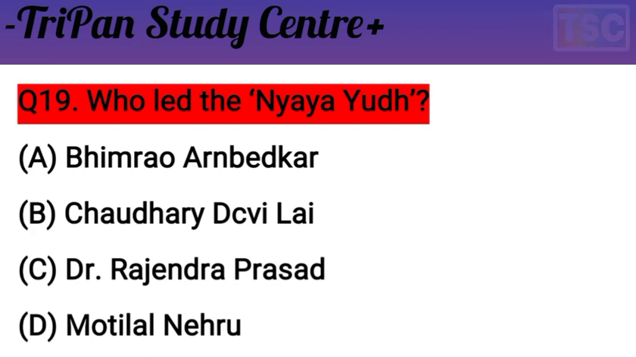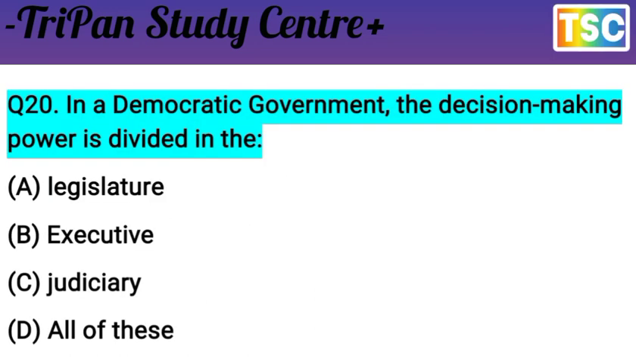Chaudhry Devi Lal. There is a misprint here. The name is Devi Lal. Chaudhry Devi Lal, option B, is correct. And let's see the next question. The next question on your screen.